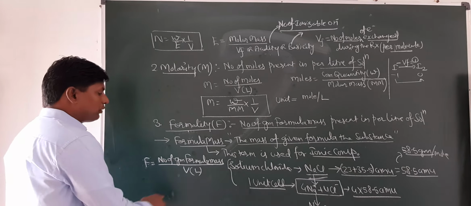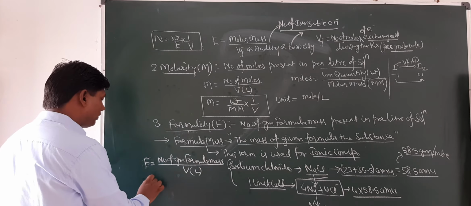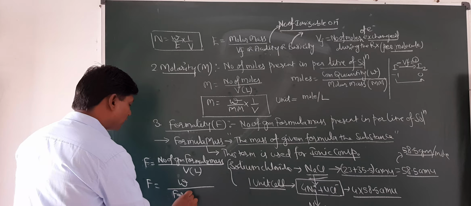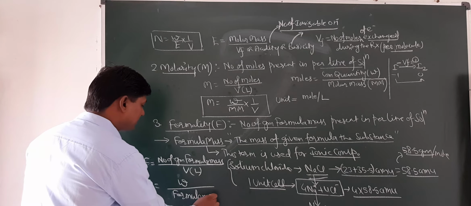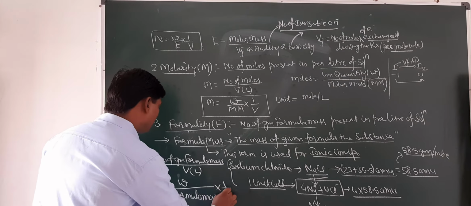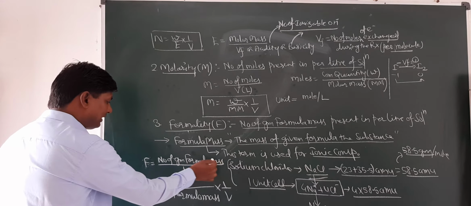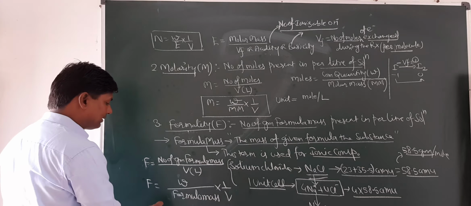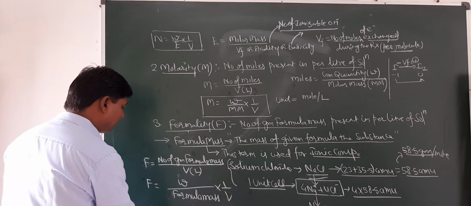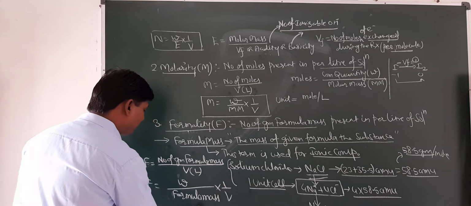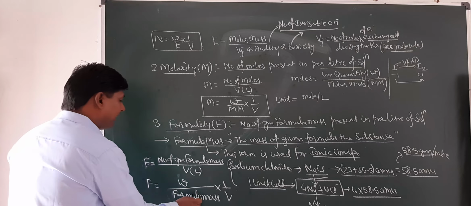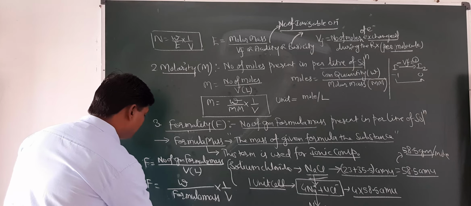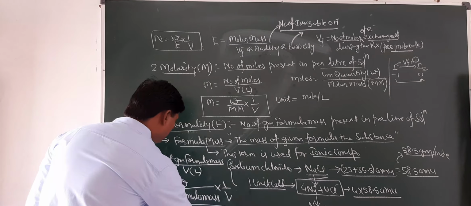So if I substitute the number of gram formula mass, F is equal to small w upon formula mass into 1 upon V. This w upon formula mass represents the number of gram formula mass. And in place of formula mass I can write X into molar mass.